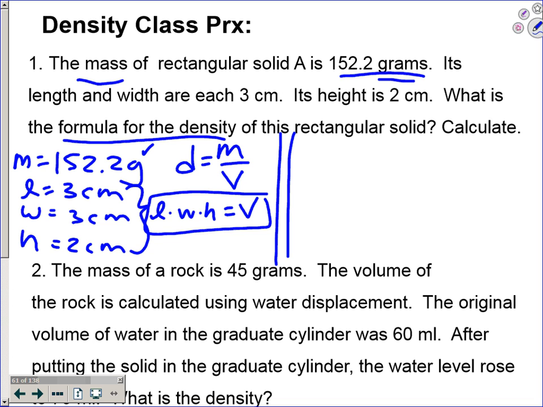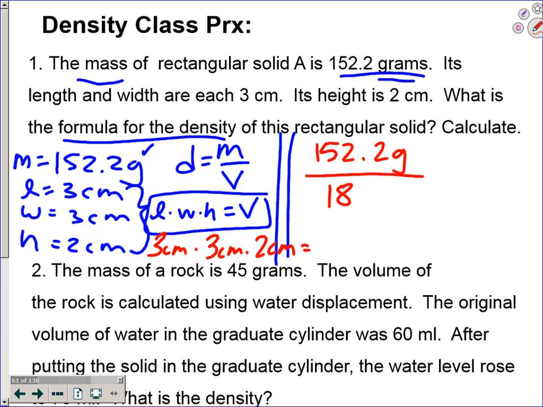Okay, so here we go. Density is mass over volume, so mass 152.2 grams. Put your units on this as well, guys. In math class, they run around with naked numbers everywhere. We like to have clothes on our units. We put grams and centimeters and so forth. All right, so the volume, length times width times height, is 3 centimeters times 3 centimeters times 2 centimeters, which is what? 3 times 3 is 9 times 2. You don't need a calculator for that. So I know I'm going to put 18 centimeters cubed.